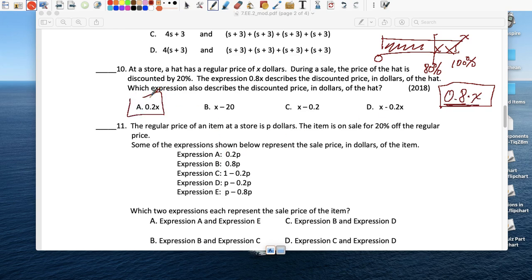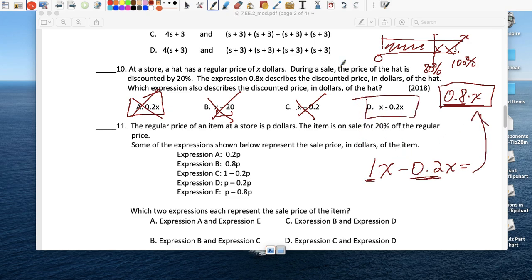Does this? No. X minus 20. So if you subtract x minus 20, do you get 0.8x? No. Actually, you can't even subtract them to begin with because they're not like terms. So that's gone. X minus 0.2. Again, not like terms. You can't subtract. Now, this one, does it give you 0.8x? Well, x has an invisible 1 there. So you have 1x minus 0.2x. Right? That says $1 minus 20 cents. Does that give you this? Yes. So this is the correct answer.